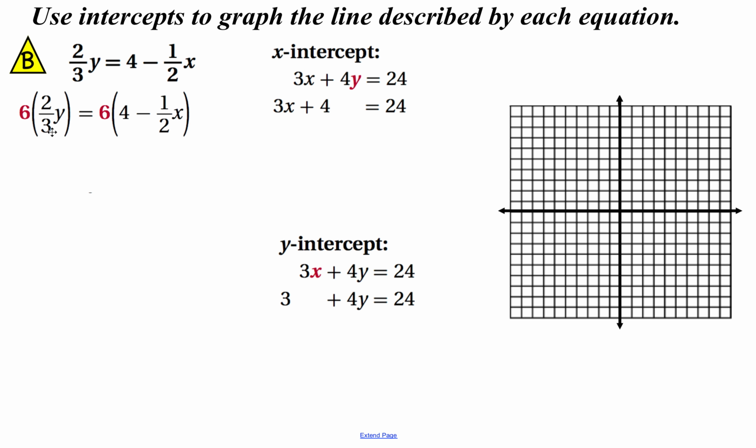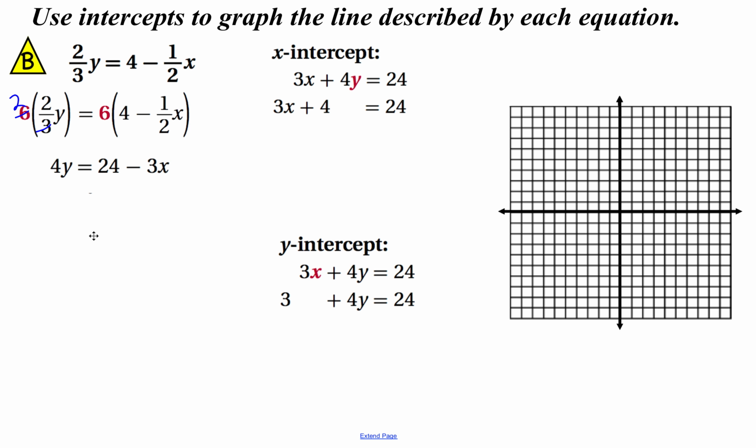Let me write this in here so you can see what's going on. The 3 will go away, and this will become a 2, and 2 times 2 is 4. When I multiply this one by 6, I will end up with a 3x right here. So this one gives me 4y equals, distributing my 6, I get 24, and then half of 6 is 3, so I get minus 3x. Lastly, I want to add 3x to both sides. That gives me 3x plus 4y equals 24. Now my equation is in standard form.